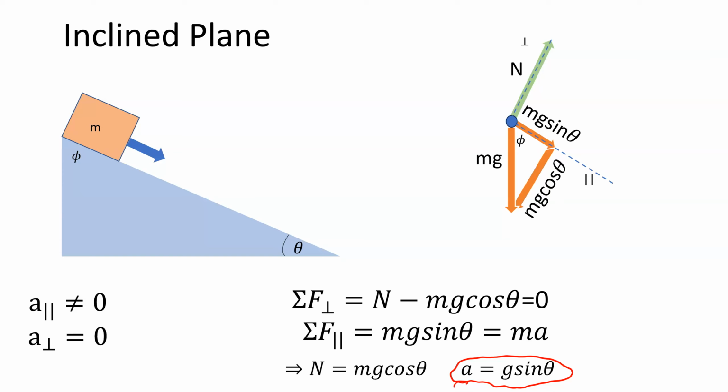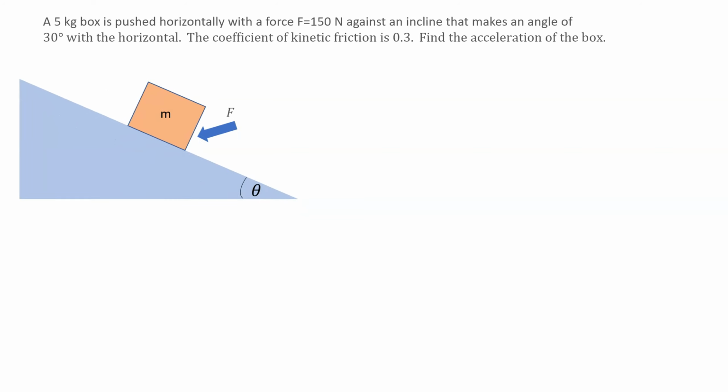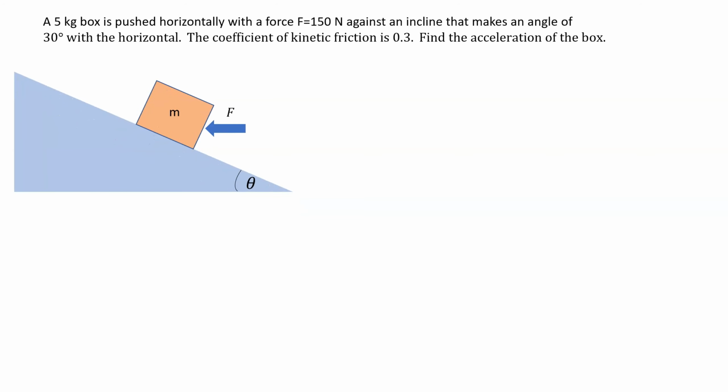Okay, let's do a real problem now. Let's say instead that we've got a box, it's on an incline, and some joker is pushing straight into the incline, like trying to break it through the incline. And now we need to take that into account. And also they're telling us there's friction, so we're going to have to deal with that now as well.